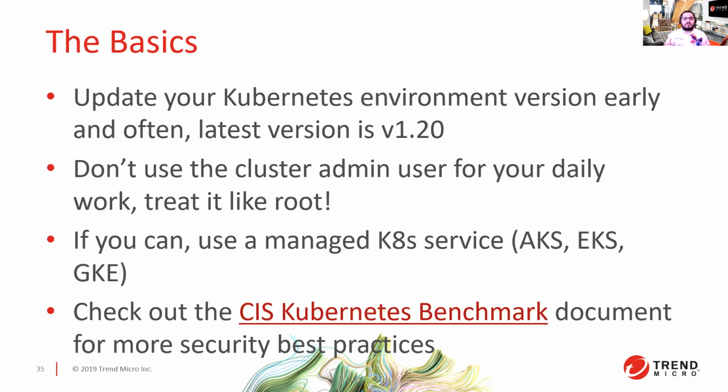If you can, use a managed Kubernetes service like AKS from Azure, EKS from AWS, or GKE from GCP, because they handle the master node for you, so you don't need to worry about the security of the control plane and the Kube API server and all that. Just be aware of their default settings. For example, EKS has the Kube API server URL publicly exposed by default. And check the CIS Kubernetes Benchmark document for more security best practices. They're always updating it to cover the latest version of Kubernetes, so I think it's important to take a look.